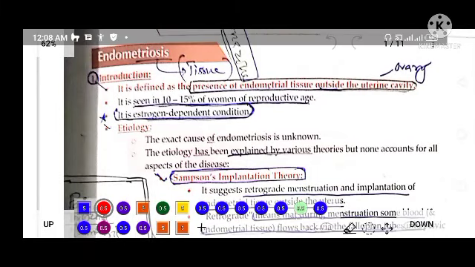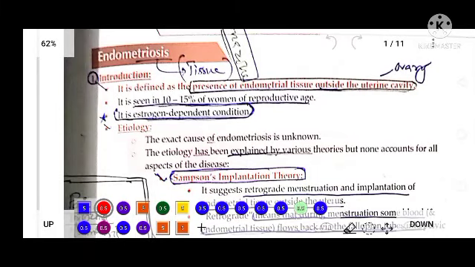Welcome everyone. So now we are starting another topic, and that is endometriosis. Endometriosis is a condition in which endometrial tissue is present outside of the uterine cavity.